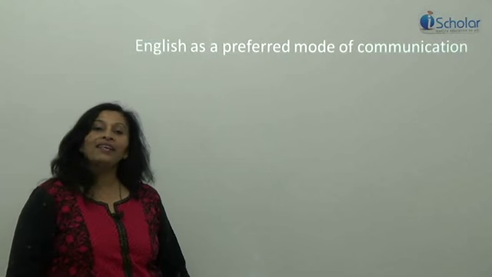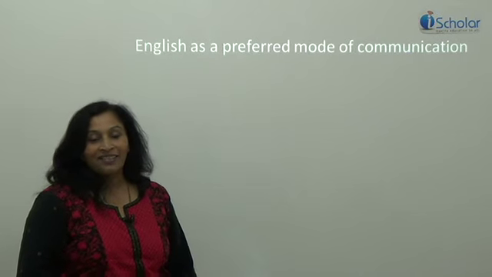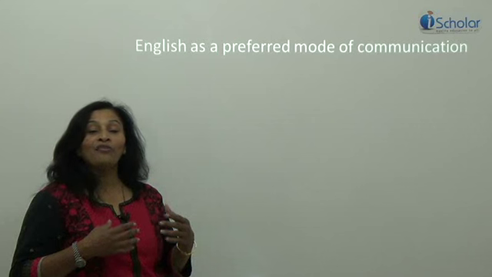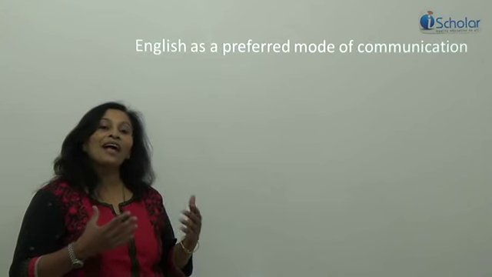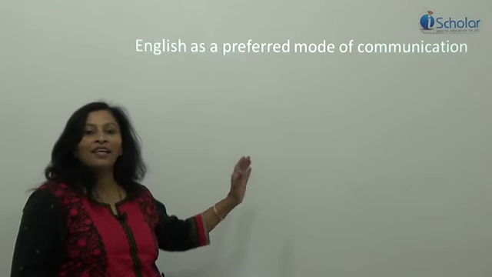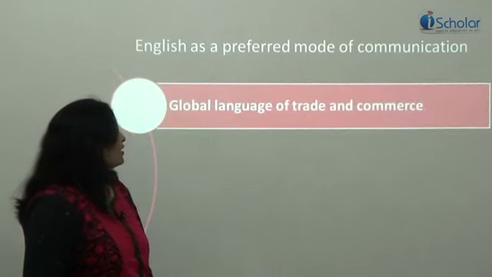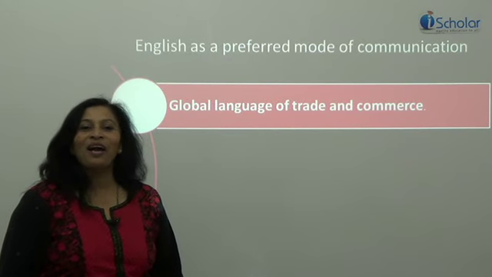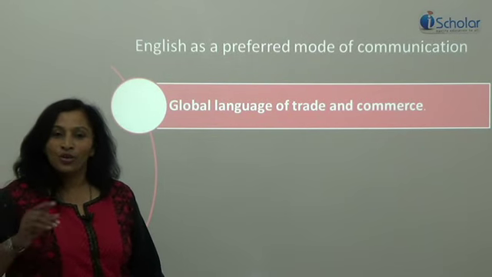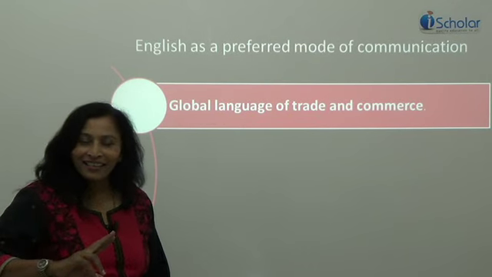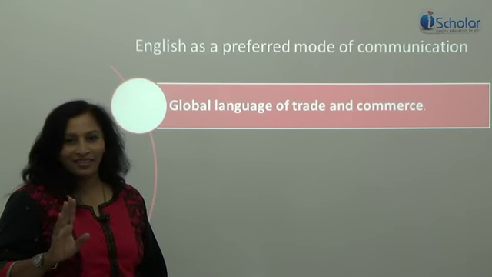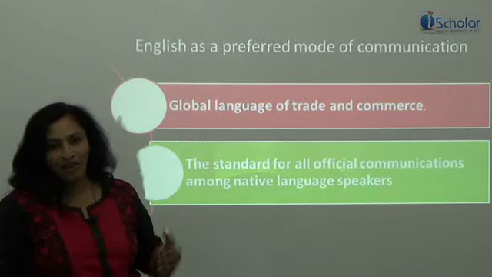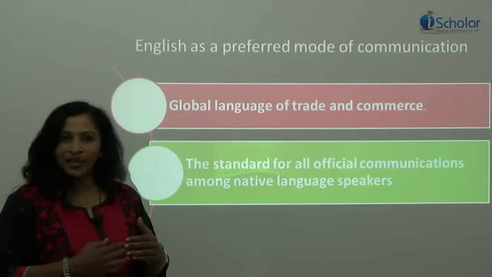Now, why do we prefer English as a mode of communication? We've got so many languages in our country, correct? We've got a lot of recognized languages and we have a lot of dialects too. But still, why do we prefer English as a mode of communication? Yes, it is a global language of trade and commerce. Whether we like it or not, we have to accept the fact that the British ruled India, not just India, the entire world for more than 200 years. So, by default, English became a global language and it is the language of trade and commerce.